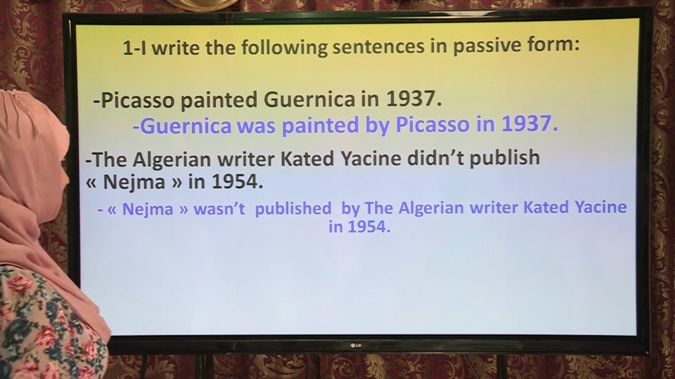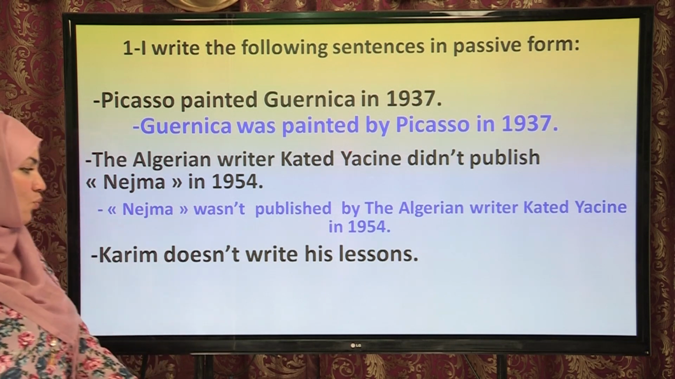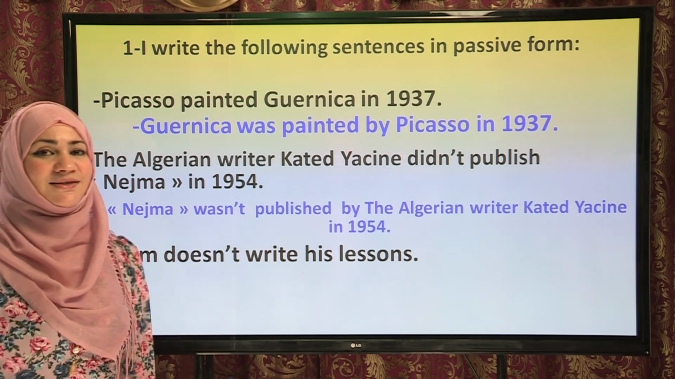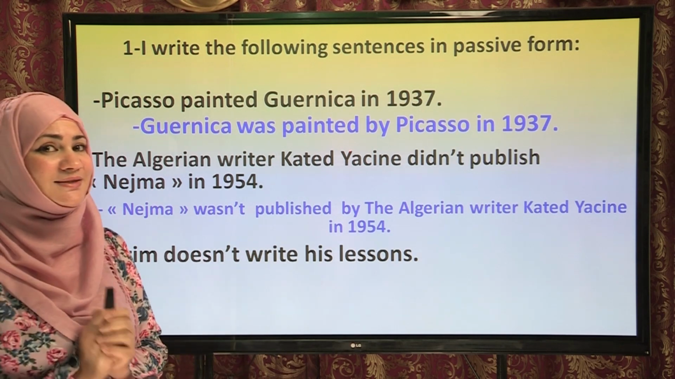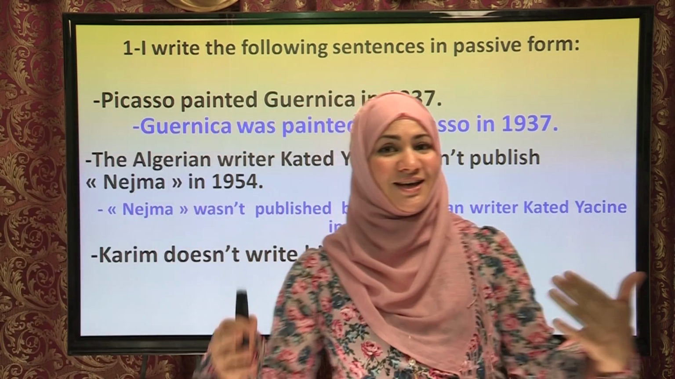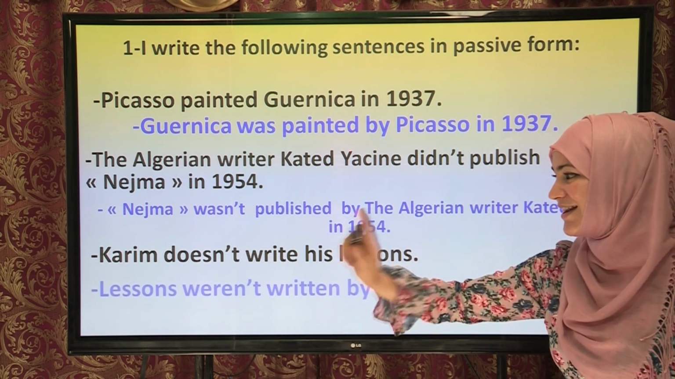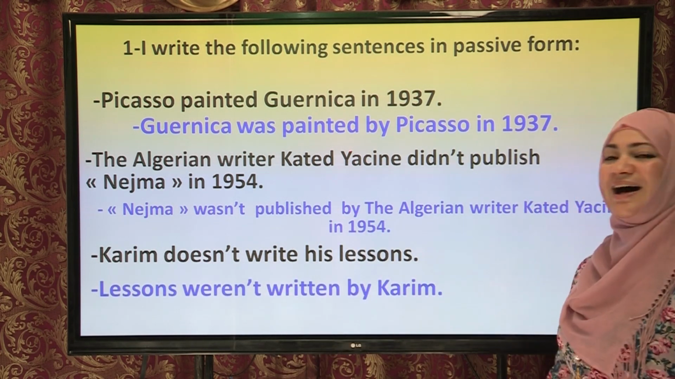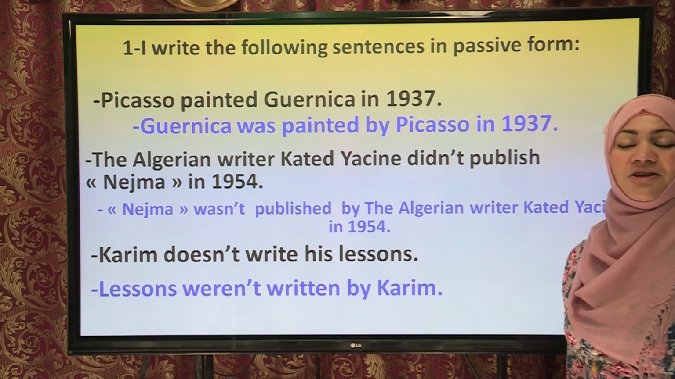The last one. Karim doesn't write his lesson. Doesn't write his lesson. The tense is present simple. So, my students, the sentence will be how? Yes, lessons weren't written by Karim. Lessons weren't written by Karim.